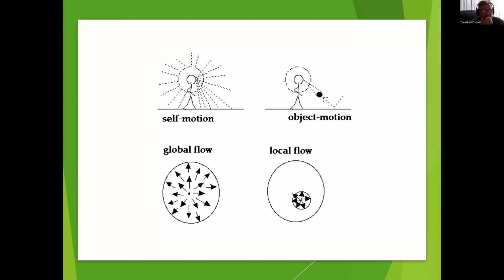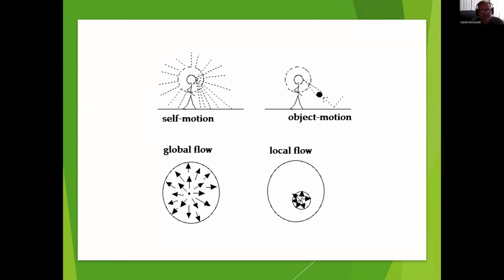So that's what we're seeing here. I have a depiction of global flow on the bottom left there from the bird's eye view, the person's eye view. And above that we see a depiction of a person who's walking over ground and generating global optic flow.